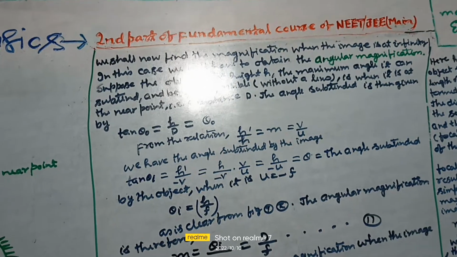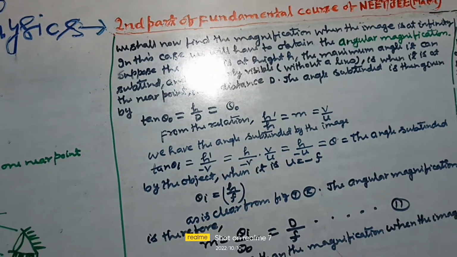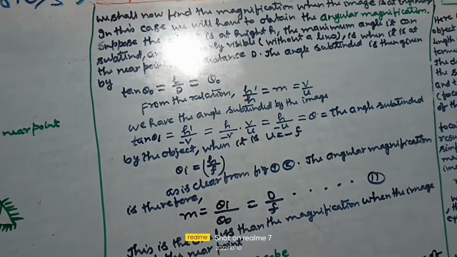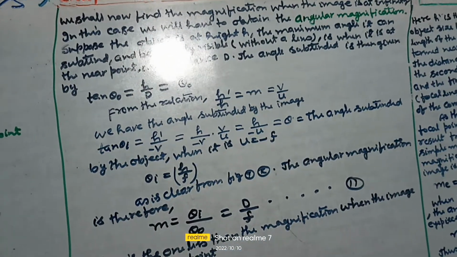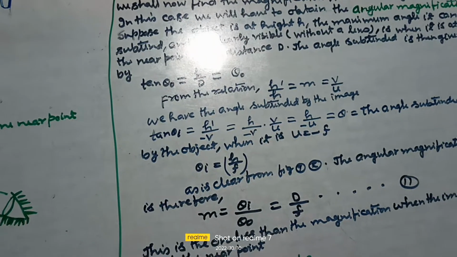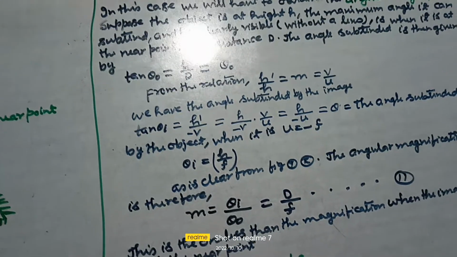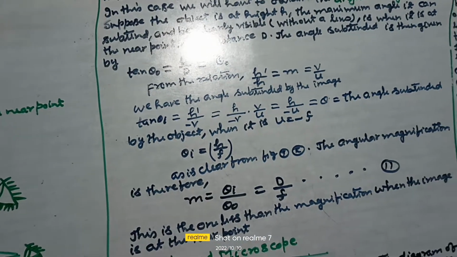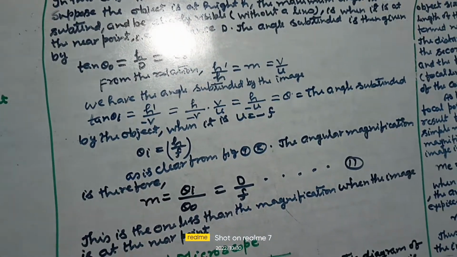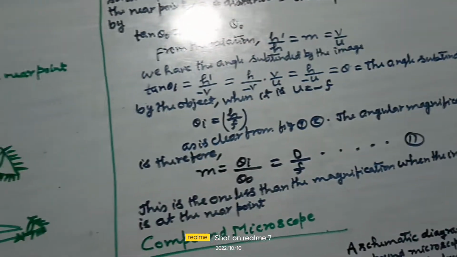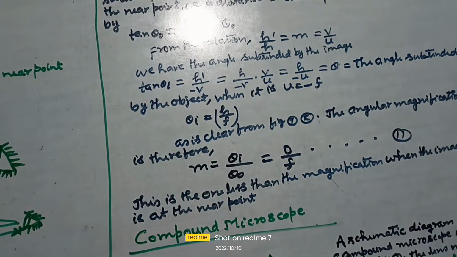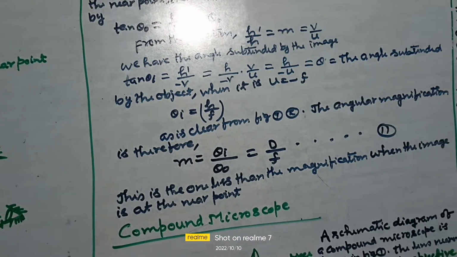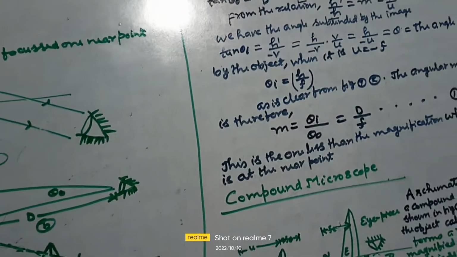We have the angle subtended by the image, tan θi = θi = h'/(−v) = h/(−v) × v/u = h/(−u). The angle subtended by the object when u = −f is θi = h/f. As is clear from figure 1b, the angular magnification is therefore m = θi/θo = D/f. This is one less than the magnification when the image is at the near point.